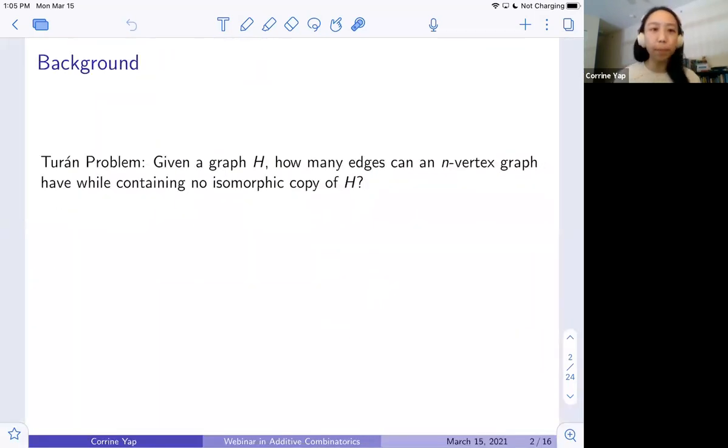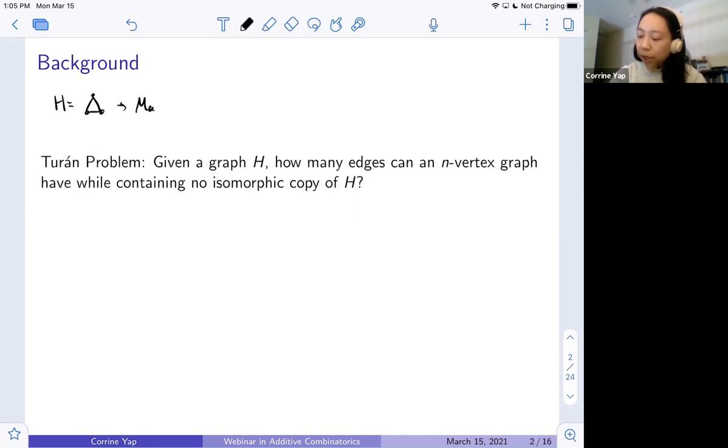Let me just start by saying what the Turán problem is. It's a pretty foundational question within extremal combinatorics, and it's the following. Given a graph H, how many edges can an n-vertex graph have while containing no isomorphic copy of H? So one of the first historical results was looking at, for instance, H equal to a triangle.